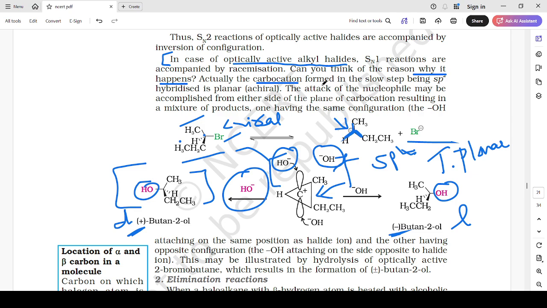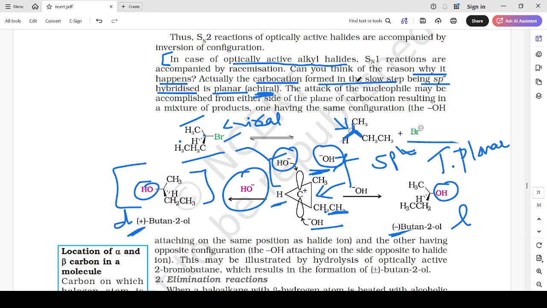Actually, the carbocation formed in the slowest step, being sp2 hybridized, is planar. It is no longer chiral here, it is achiral, because it has become planar. Why do I say achiral? Because if a carbon is bonded with 4 different groups, you can say it is chiral. It is right now bonded with only 3 different groups: 1, 2, and 3. There is no 4th group here. So I say it is achiral.